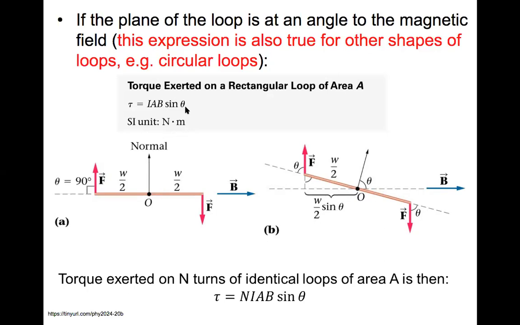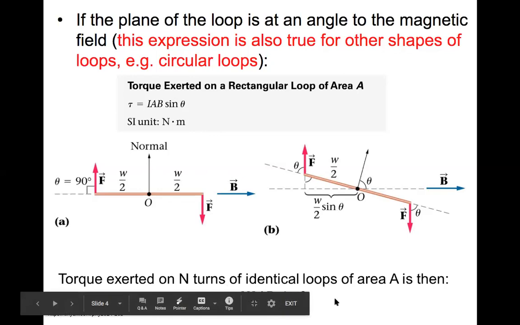More often, you would have many loops stacked together, carrying the same current. Then the loops overall will have a torque of n times this. So you just multiply by n if there are n turns of loops. That's the last equation at the bottom here.